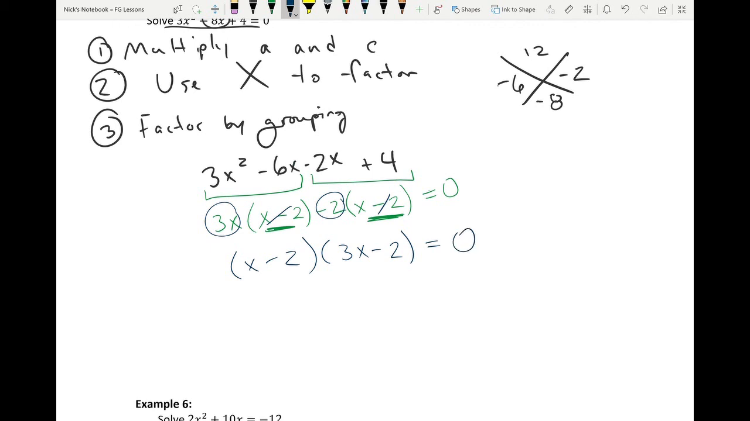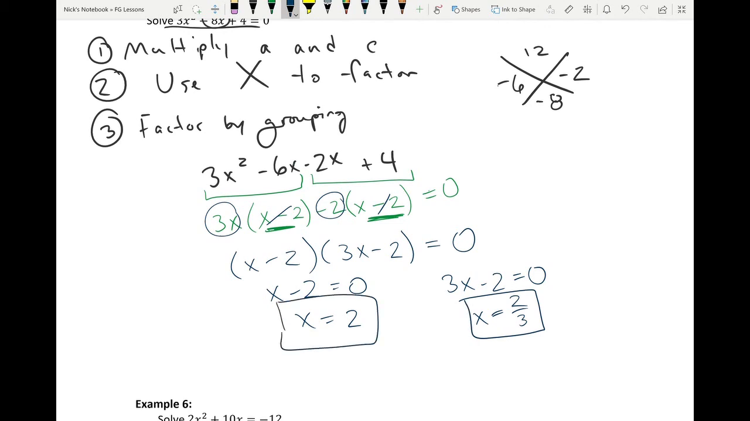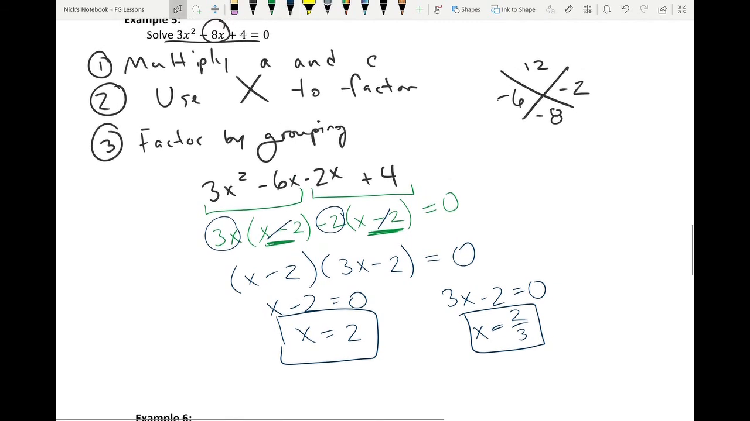What we do, quick and easy, is set them equal to 0. We're going to get x equals positive 2. Use some inverse operations: x equals 2 over 3. There we go. You might need a little bit more practice with that if it's not super comfortable, but we'll get there. It's a pretty easy process once you get the hang of it.